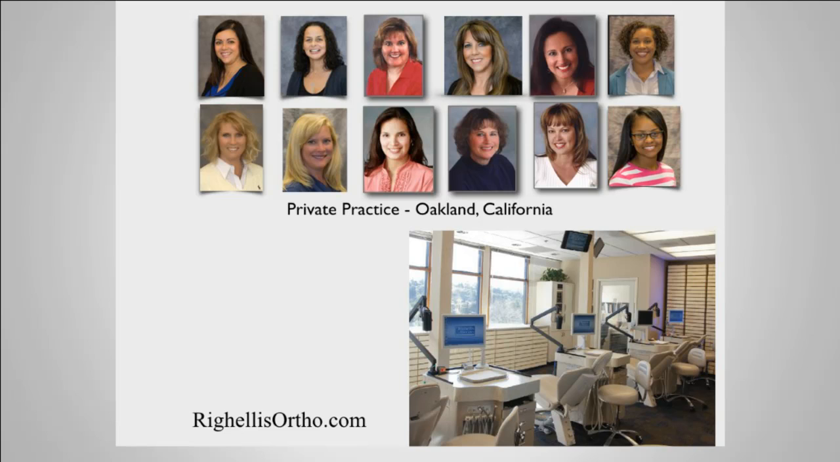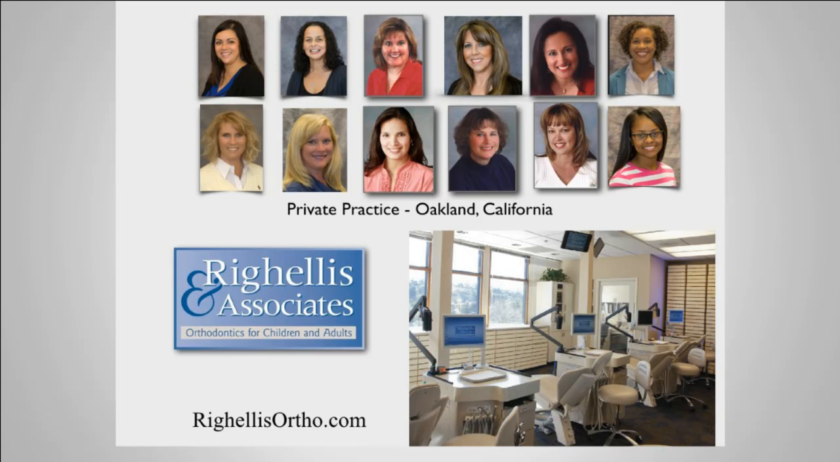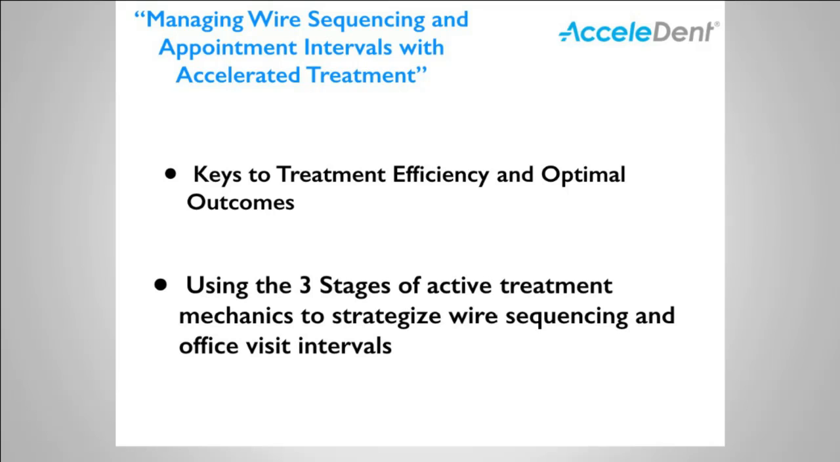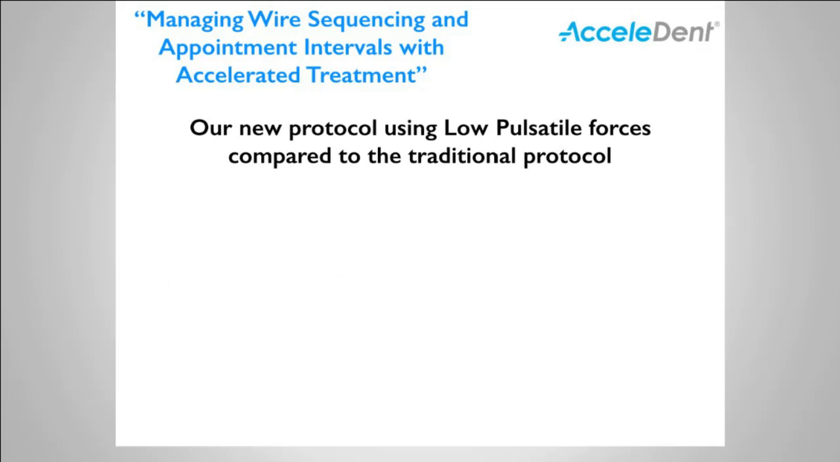You see in the lower right-hand area my treatment arena where we have 4 treatment chairs, the logo, and our website for your use. Today we're going to talk about the keys to treatment efficiency and optimal outcomes using the 3 stages of active treatment mechanics to strategize wire sequencing and office intervals.